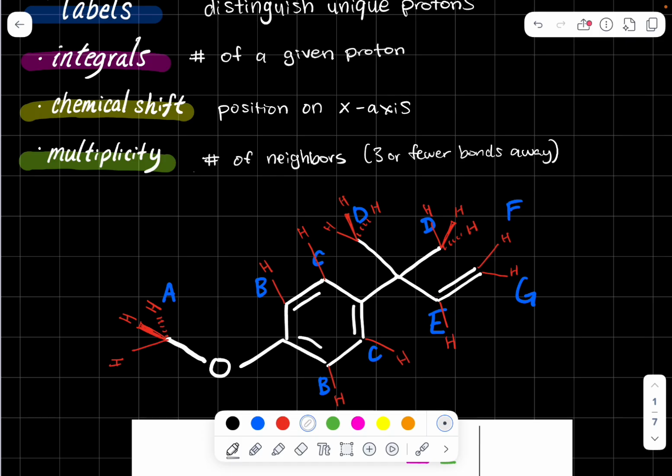If a proton has 2 neighbors, we say n is equal to 2, and so 2 plus 1 is equal to 3, and the peak shape will be a triplet. What I mean by this is a singlet, S, will look something like this, a doublet like this, a triplet like this, and so on and so forth. Let's see how that works in this example.